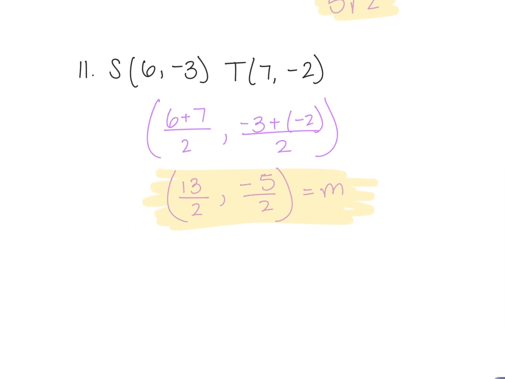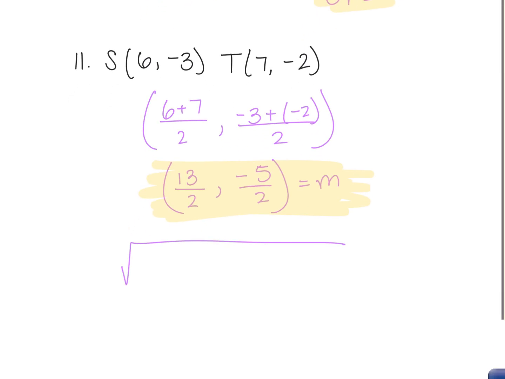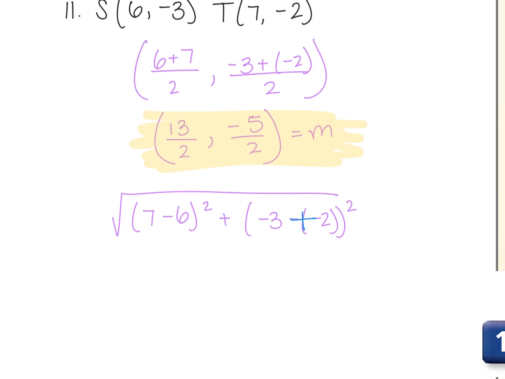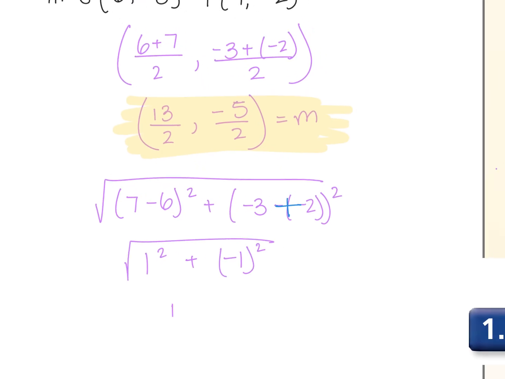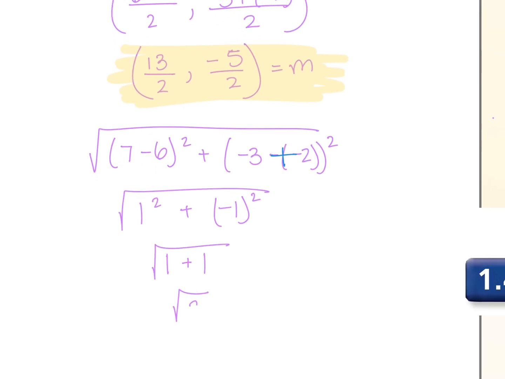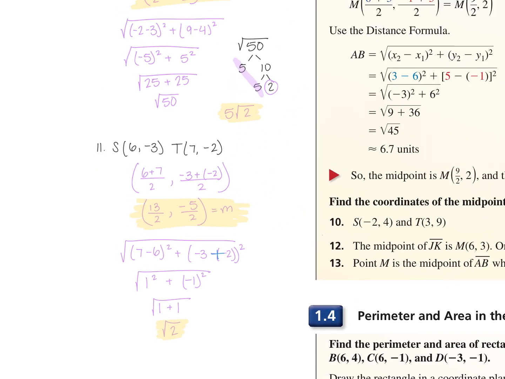All right, going ahead and doing my distance. I'm going to have 7 minus 6 squared plus -3 minus -2 squared. I'm going to go ahead and change this to a plus sign. Solving it, 7 minus 6, I'm going to get 1 squared plus -1 squared. 1 squared is 1, -1 squared is 1 as well. And then I'm just going to have the square root of 2 left over, and I can't do anything with that. So that would be my answer, okay?